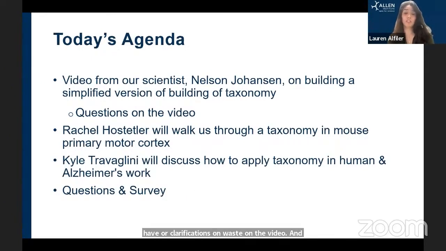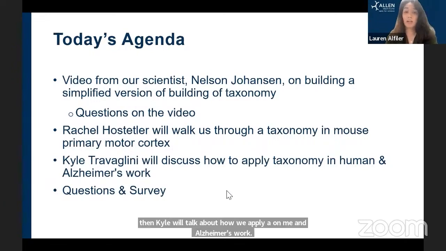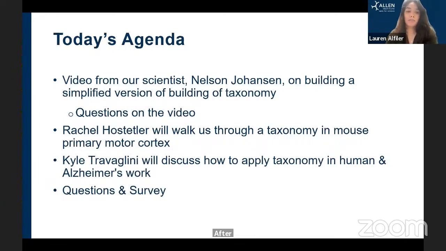And then our scientist, Rachel Hostler, will talk about how a taxonomy is used in a real paper, walking through the primary motor cortex. And then Kyle will talk about how we apply a taxonomy in our Alzheimer's work. Afterwards, happy to take questions on anything Rachel, Kyle, or even what Nelson said. And with that, we'll kick it off to Nelson.